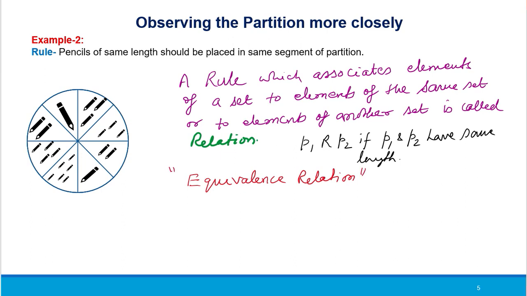And therefore, what is the duty of equivalence relation? The duty of equivalence relation is to put the elements of the same type, same nature, according to the relation which we have defined together in one partition set, you can say. So this is the nature of equivalence relation. So let us formally define equivalence relation.